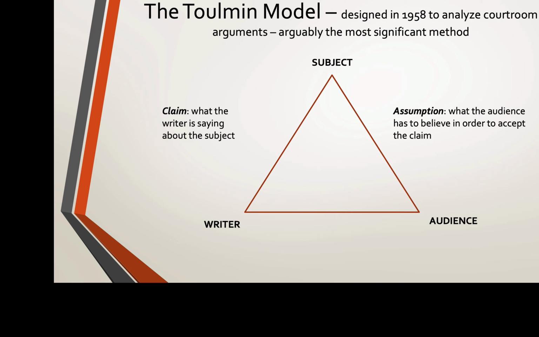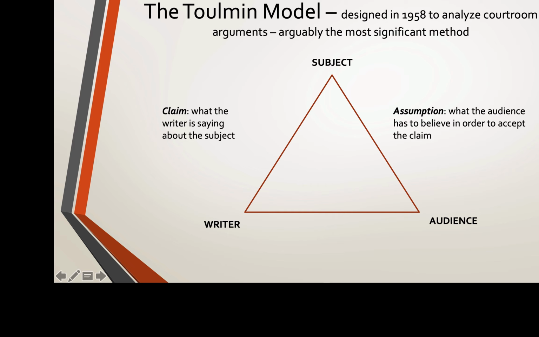So, between the writer and the subject, the writer has to make a claim, what this writer is saying about the subject. So the claim is what the writer is saying about the subject. If the question is, do college students prefer hamburgers or pizza? And if the writer has taken their analysis and come up with the answer being pizza, the claim will be that college students prefer pizza over hamburgers.